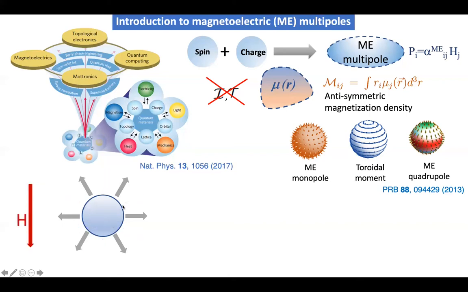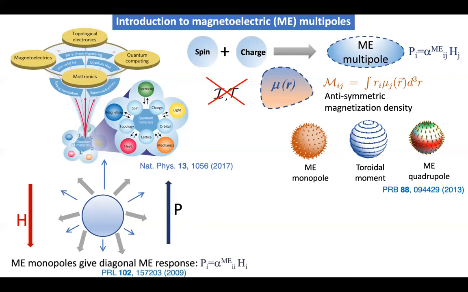Now, if we apply a magnetic field, the spins tend to cant towards the direction of the magnetic field, and as a result, a net polarization is developed in the direction antiparallel to the applied field. Therefore, we can see that a magnetoelectric monopole can give rise to a diagonal magnetoelectric response. Similarly, it can be shown that a toroidal moment can give rise to an off-diagonal magnetoelectric response, and so on.